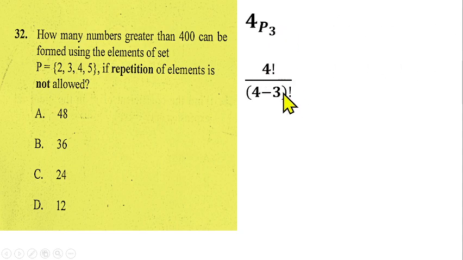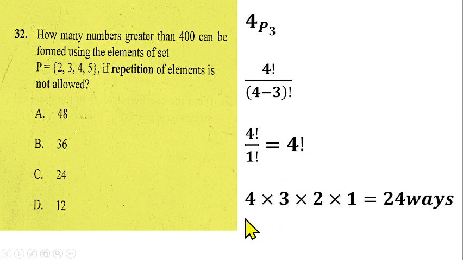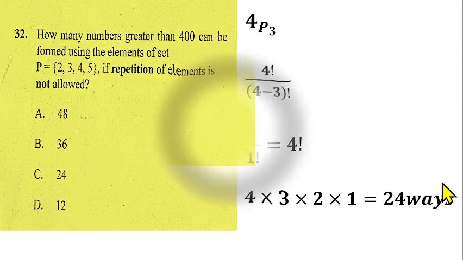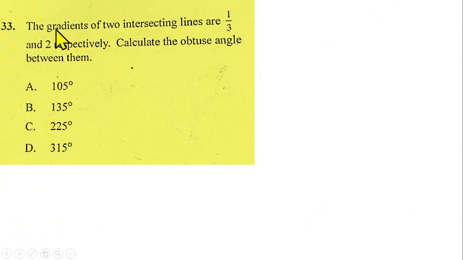Then that should give us 4 factorial over 4 minus 3 factorial, and then that should be 4 factorial over 1 factorial. That will be 4 factorial, and 4 factorial is 4 times 3 times 2 times 1, which will give us 24 ways, which is option C. Question number 33. The gradients of two intersecting lines are 1 over 3 and 2 respectively. You have to calculate the obtuse angle between them.